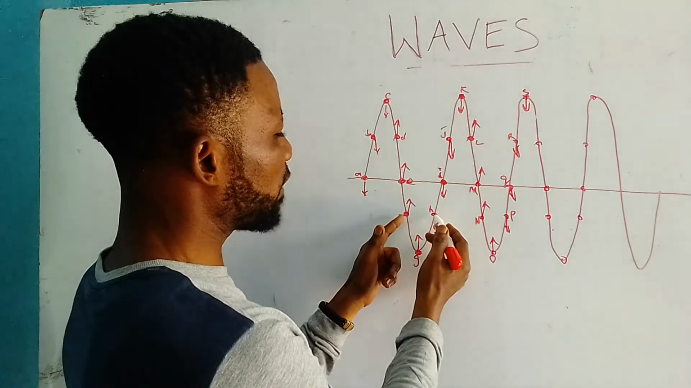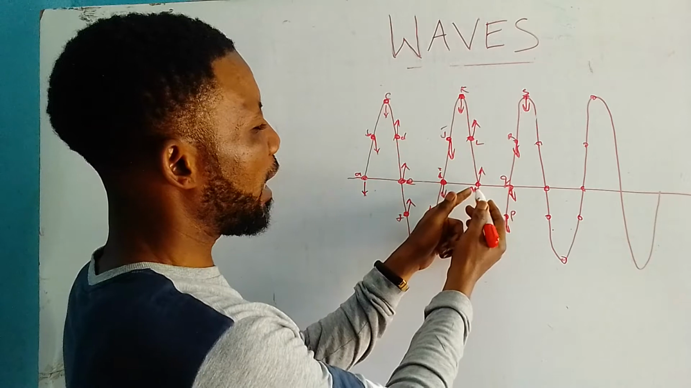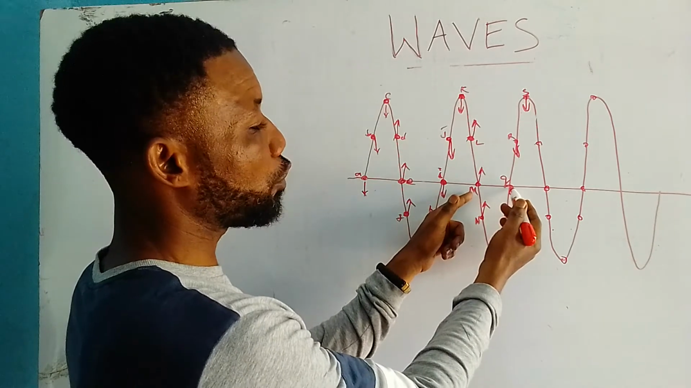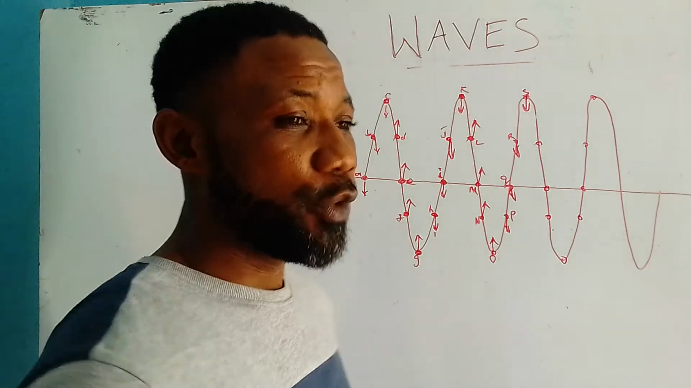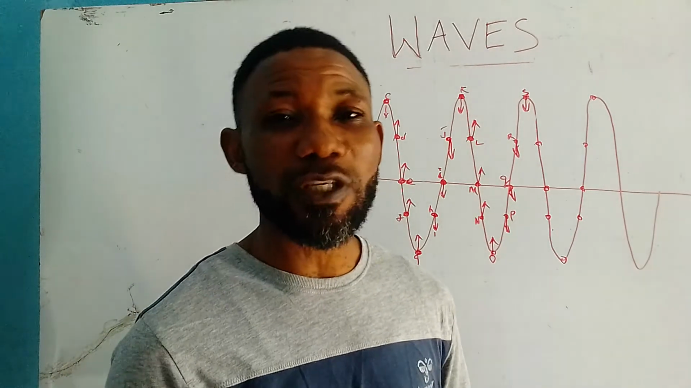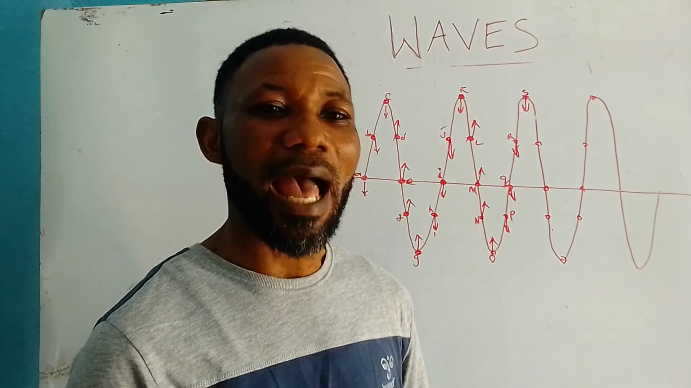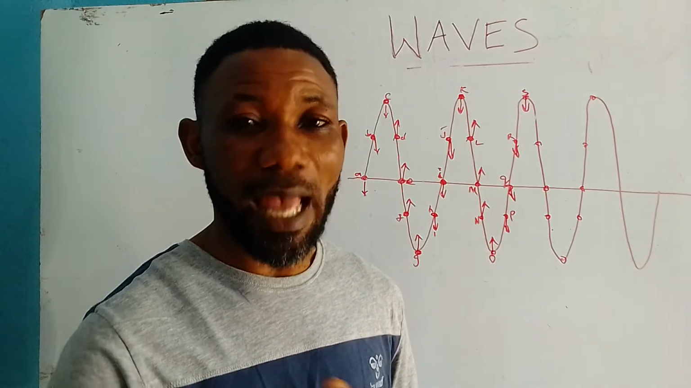F is out of phase with H. I is out of phase with M. M is out of phase with Q. They are all moving in opposite direction. Now, we can also define wavelength as the distance between any successive particles which are in phase. Distance between any two successive particles which are in phase.